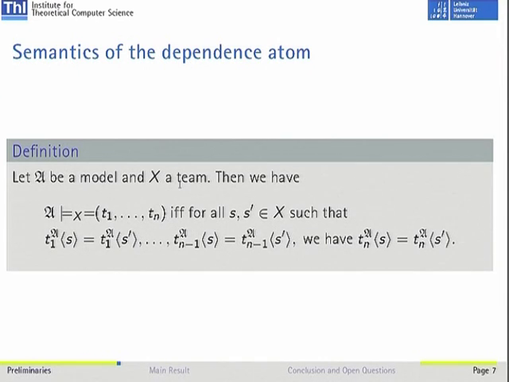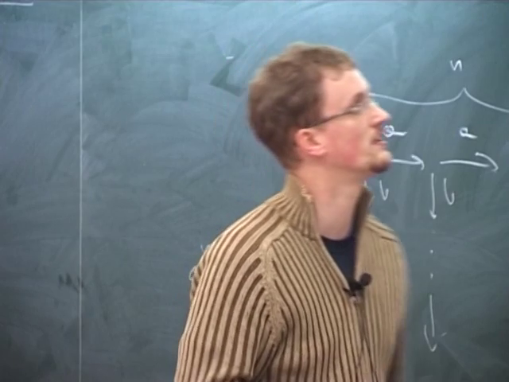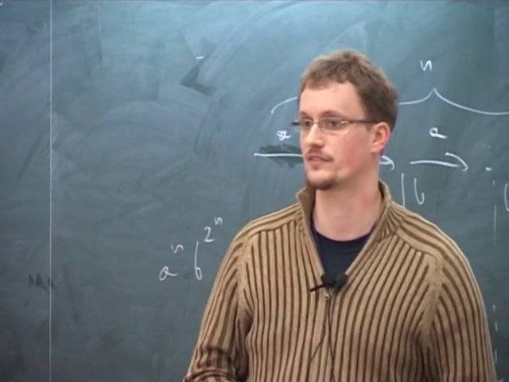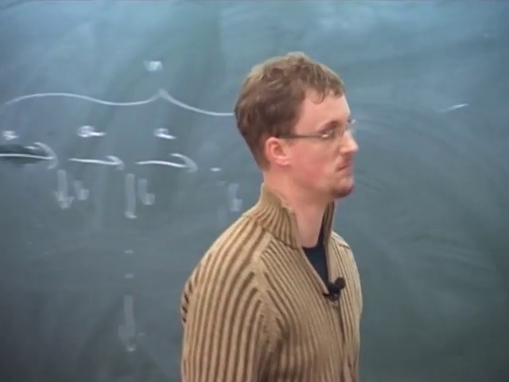Then the dependence atom itself is defined as follows. On a structure A and a team X, it is satisfied if and only if for two assignments S and S prime, when the values of the first n minus 1 variables are equal in S and S prime, then it has to hold that the value of the nth variable is also equal in S and S prime.